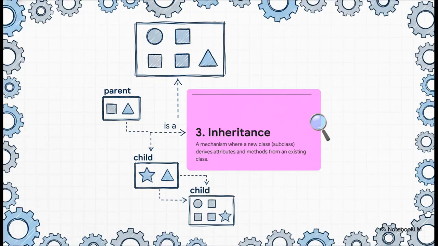Our third pillar, inheritance, is an amazing tool for reusing code. It's all based on what we call an is-a relationship. So instead of building every single thing from scratch, you create a general blueprint, and then more specific blueprints can just, well, inherit its features, adding only the new stuff that makes them unique.